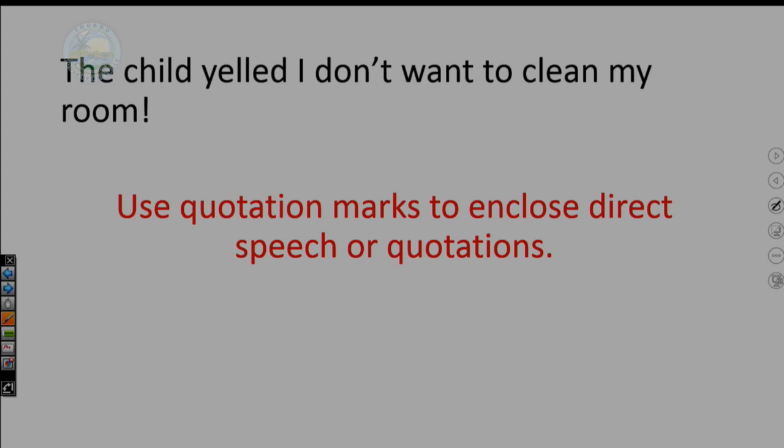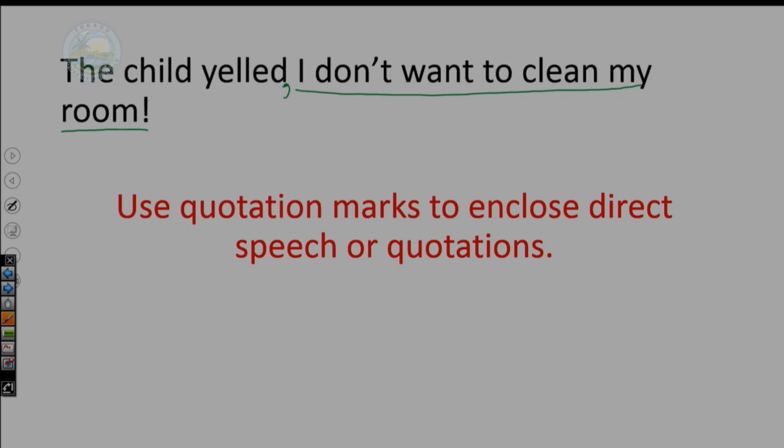But we have to be very careful, because when we are putting in quotation marks, we need to separate the exact words of the child, and I'm going to highlight the exact words of the child. I don't want to clean my room. We need to separate it from the rest of the sentence with a punctuation mark. And the punctuation mark that we are going to use is a comma. So to separate, I put a comma here. Let me see if I can get it in. Beautiful. And now I can put in the quotation marks.